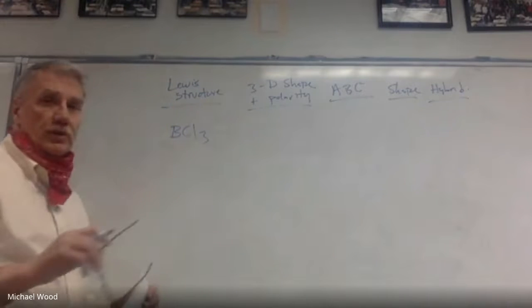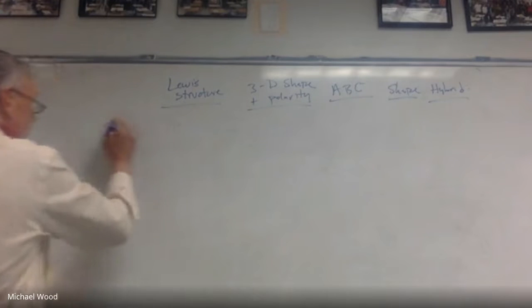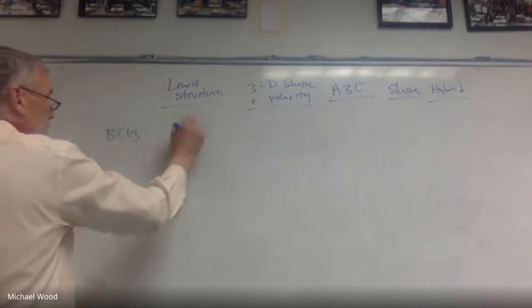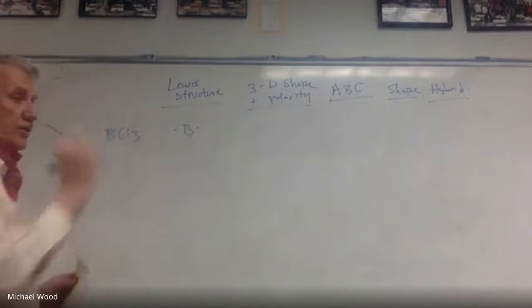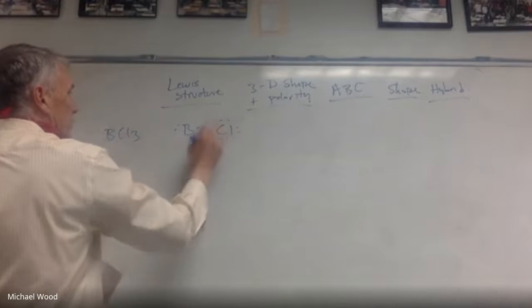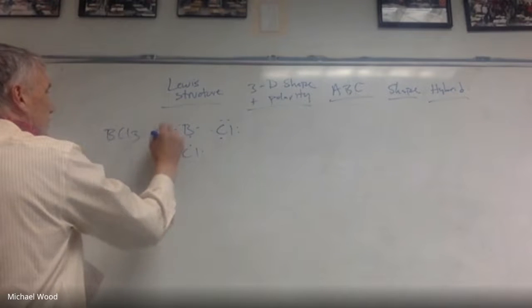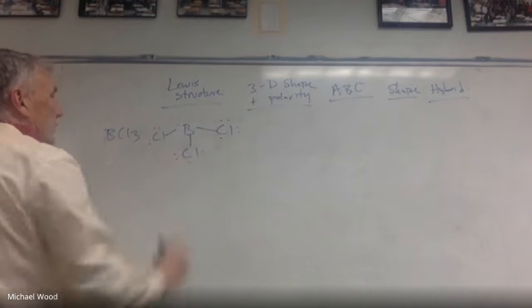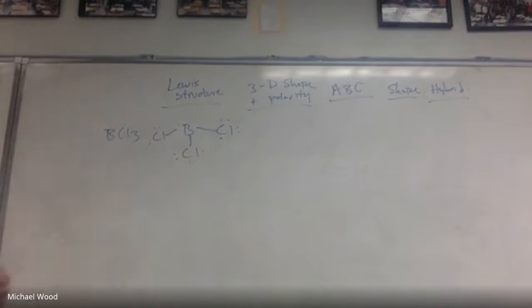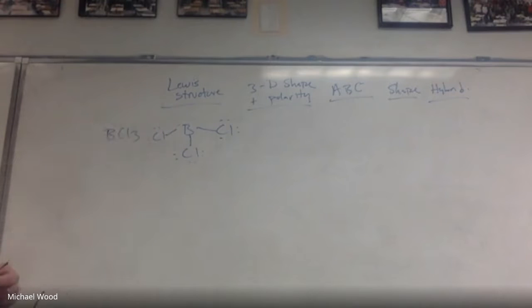So let me do the first couple with you. BCl3. So if I do the dots, I've got boron with 3 valence electrons, and then I've got chlorine like this. And so you would show it connected like that. Or you could have gone back and done it the way I showed you, count the valence electrons. Remember, boron, beryllium, and hydrogen are those exceptions.